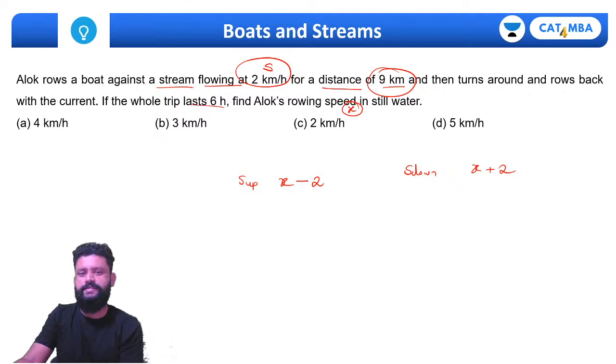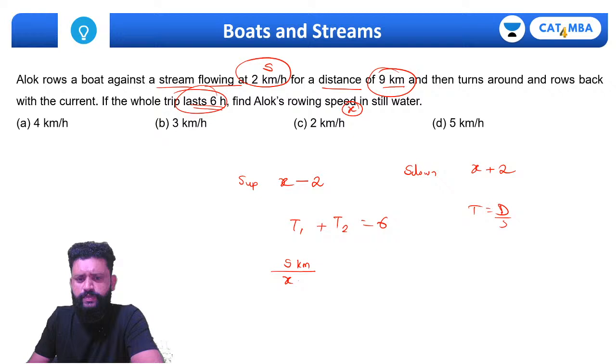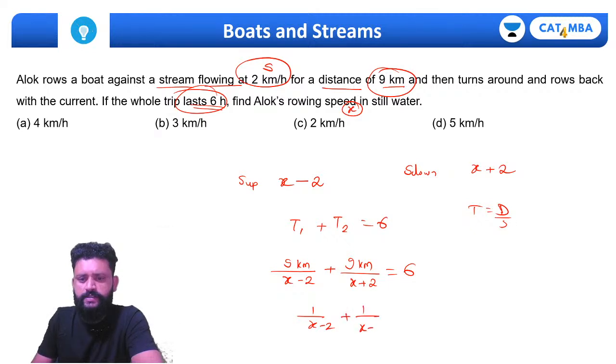The whole trip lasts for 6 hours, so that simply means time to go t1 plus t2 is 6, and we know time is distance upon speed, so the distance is 9 kilometer. 9 kilometer at x minus 2 speed plus 9 kilometer at x plus 2 speed, and this is 6. That's a really simple question. If we take 9 common, 1 upon x minus 2, simple calculation like the type we did just now, plus 1 upon x plus 2 equal to 6 upon 9.